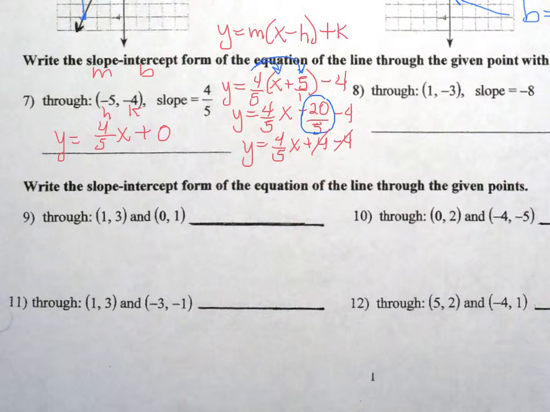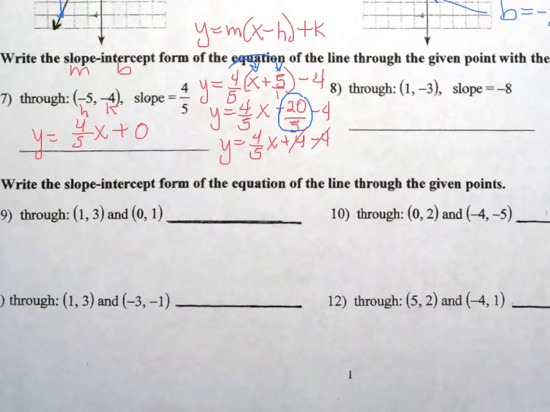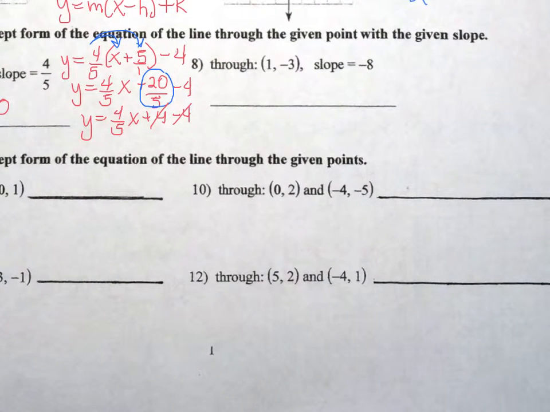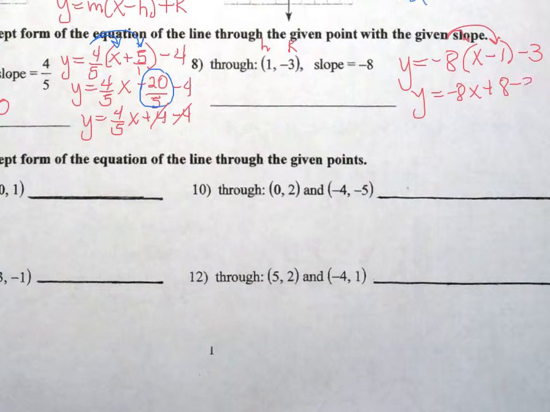Any questions on number 7? So far, so good. Number 8. This is the same way. H, K, y equals negative 8, parentheses, x minus 1, and then minus 3, you distribute. And that would be negative 8x. Negative times negative is positive 8, minus 3. Then you simplify that. So it's negative 8x plus 5. And that's the equation.